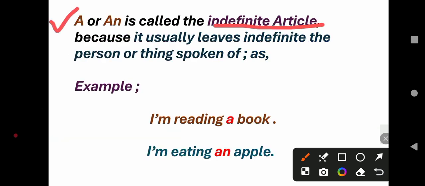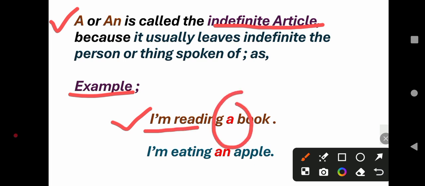A or an are called indefinite articles because they refer to a non-specific noun. For example, I am reading a book. In this sentence, a indicates a non-specific book. And the second example is I am eating an apple. In this sentence, an indicates a non-specific apple.